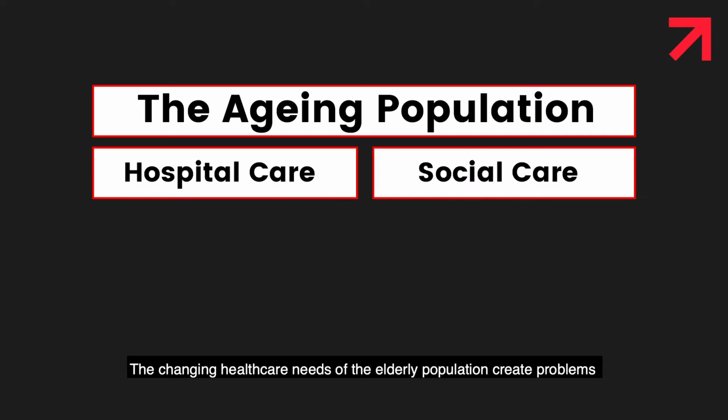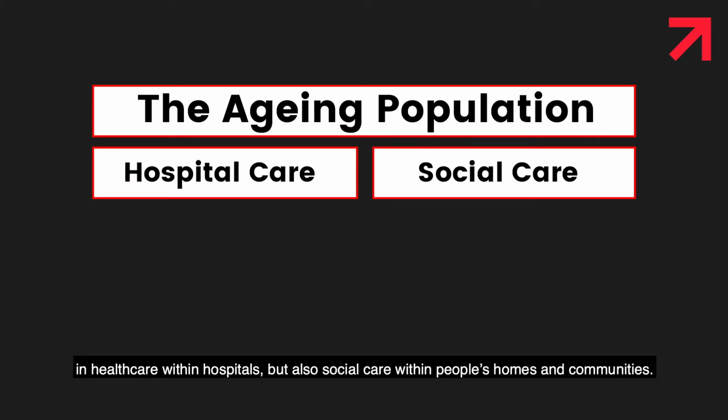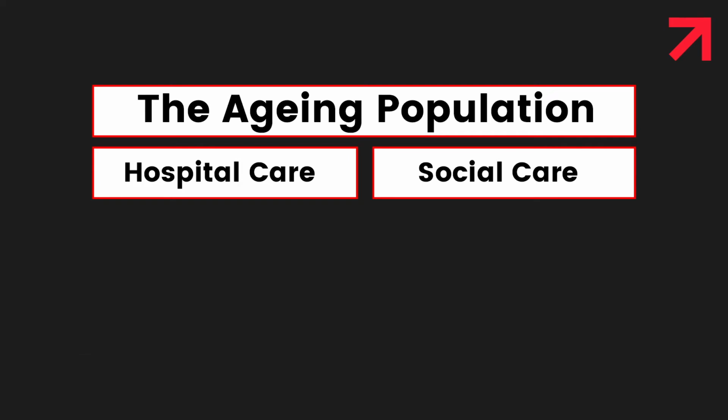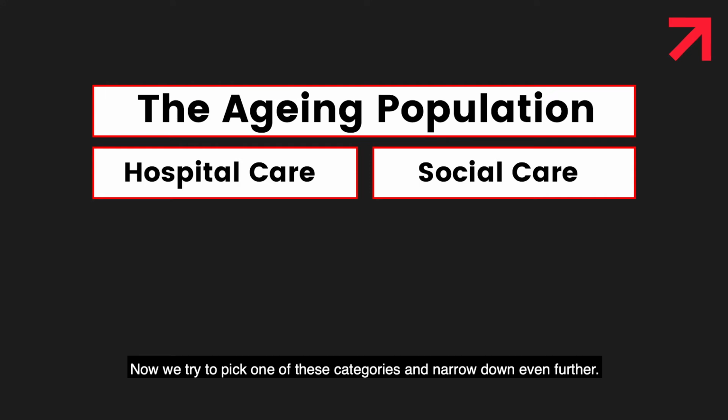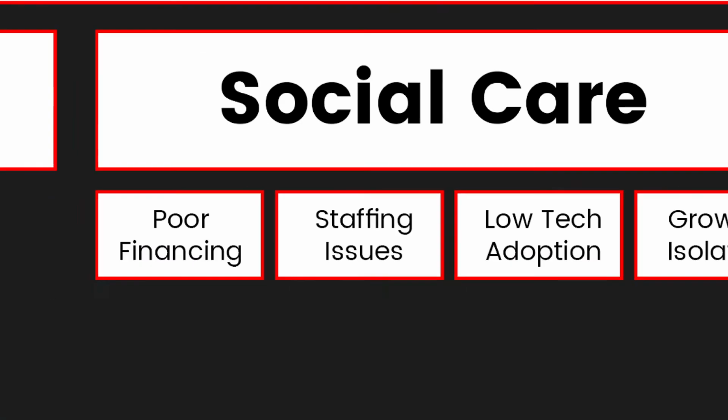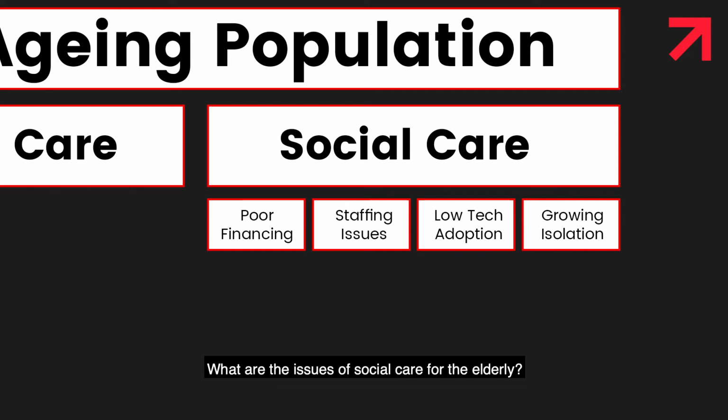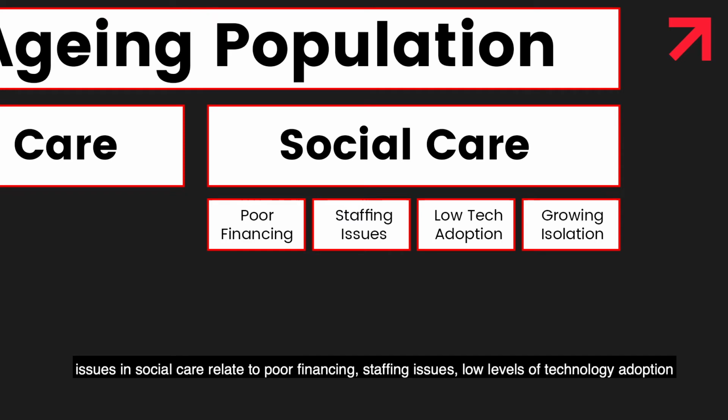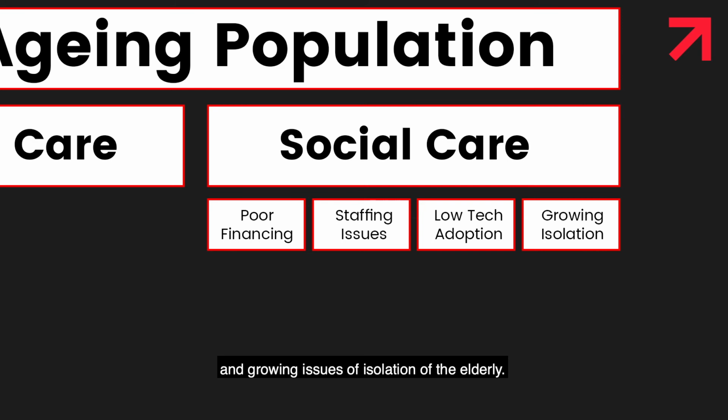The changing healthcare needs of the elderly population create problems in healthcare within hospitals, but also social care within people's homes and communities. Now, we try to pick one of these categories and narrow down even further. What are the issues of social care for the elderly? This might largely depend on the market you're in, but if we pick the UK, issues in social care relate to poor financing, staffing issues, low levels of technology adoption, and growing issues of isolation of the elderly.